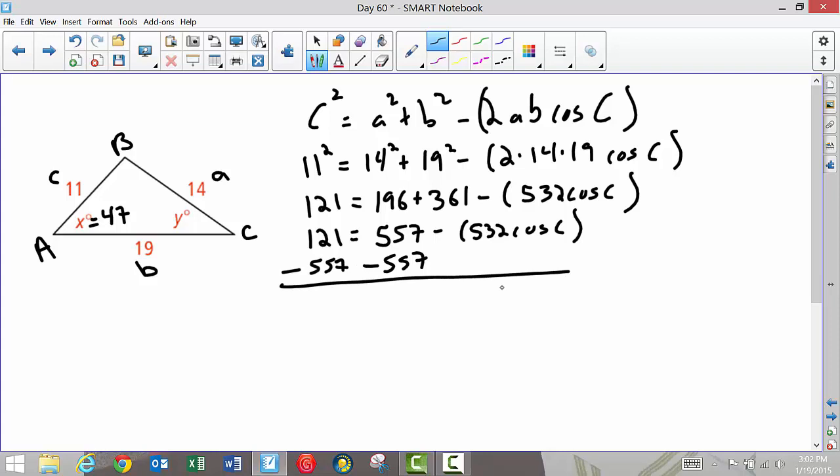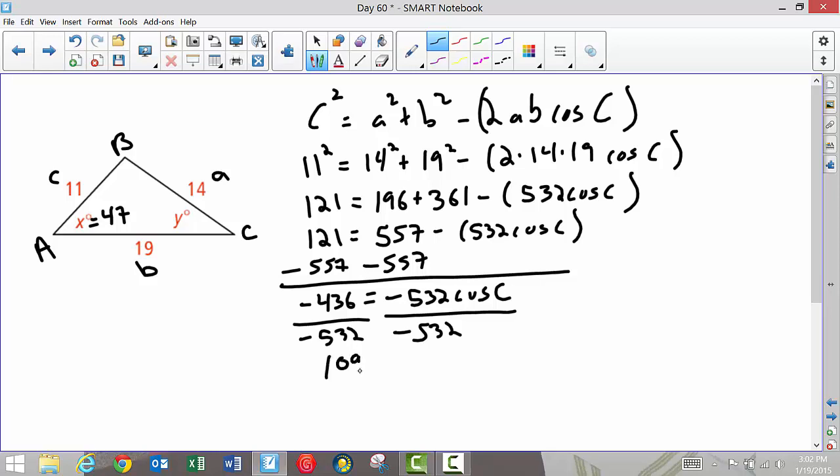So I have 121 minus 557, which is negative 436, equals minus 532 cosine of C, divided by negative 532. Divide by negative 532, and I get 109 over 133 equals the cosine of C.